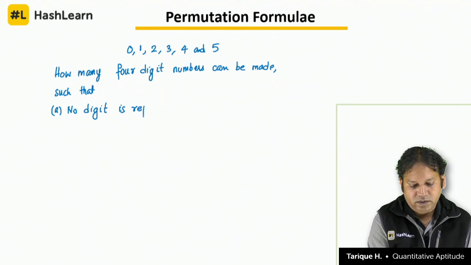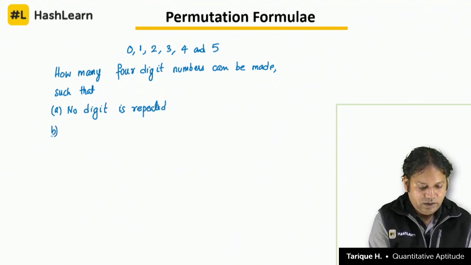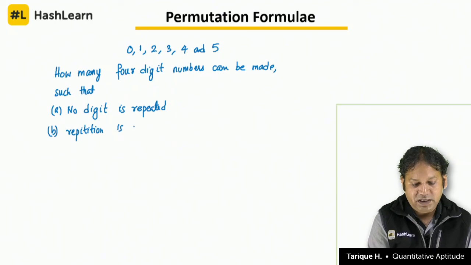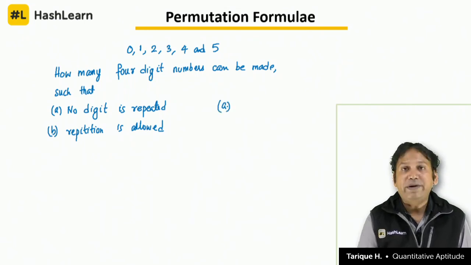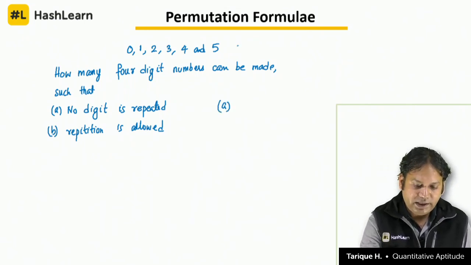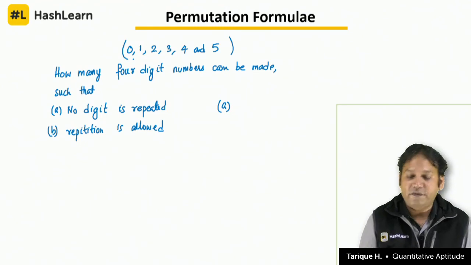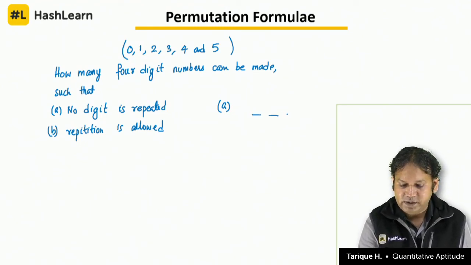That is one scenario, and the second scenario is when repetition is allowed. That means there is no condition added, so repetition is allowed. So we can repeat a digit. So the answer will change for both. So first let us look at A. No digit is repeated. There are 6 digits here, 0, 1, 2, 3, 4, 5. We have to make 4-digit numbers.